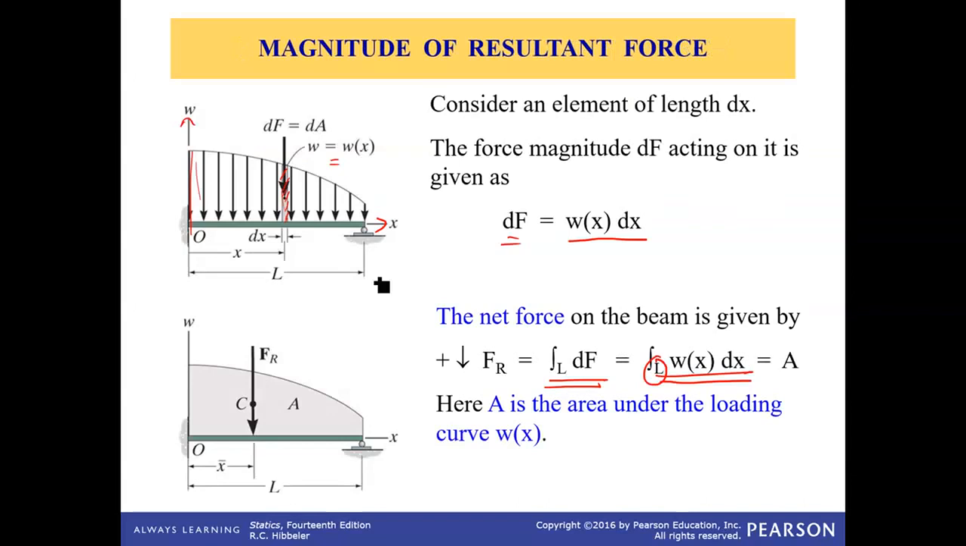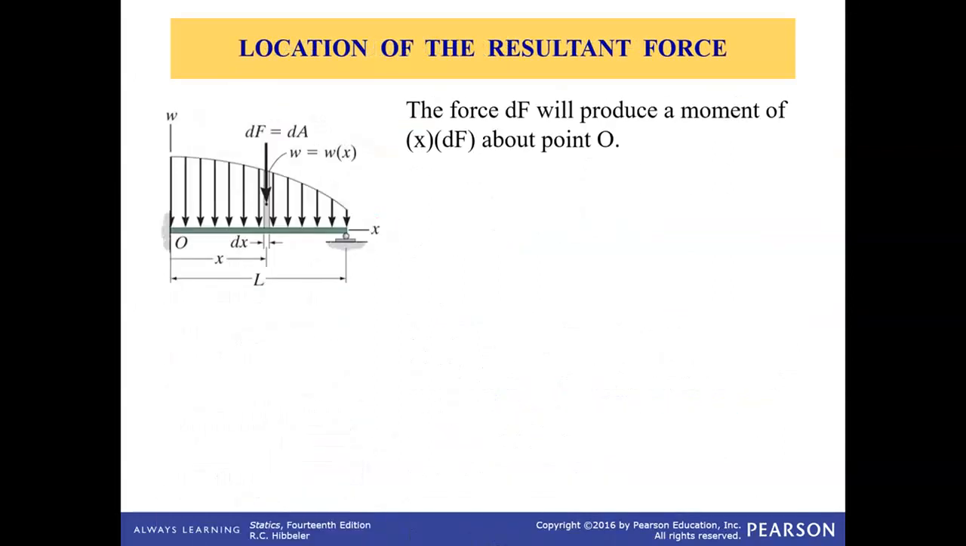But now the next question is, where would this point load act relative to point O? So x bar is the location of the resultant load relative to point O. To find that, we need to apply the concept of an equivalent force system using moments. So the net moment of the distribution about point O should be the same as the net moment of a single resultant force about point O. And that's what we do here.